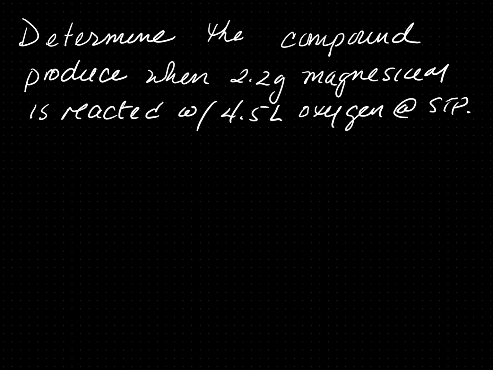Determine the compound produced when 2.2 grams of magnesium is reacted with 4.5 liters of oxygen at STP. So the first thing we're going to do is write a correct balanced equation. So magnesium plus oxygen, which is a diatomic, O2. Since we have an element and an element, it's going to form a compound. So this is a synthesis reaction, or a combination. So this is going to be MgO because the charge of magnesium is 2, charge of oxygen is 2, they reduce out.